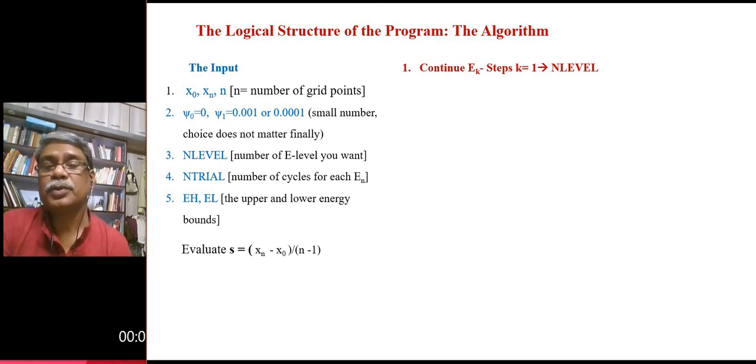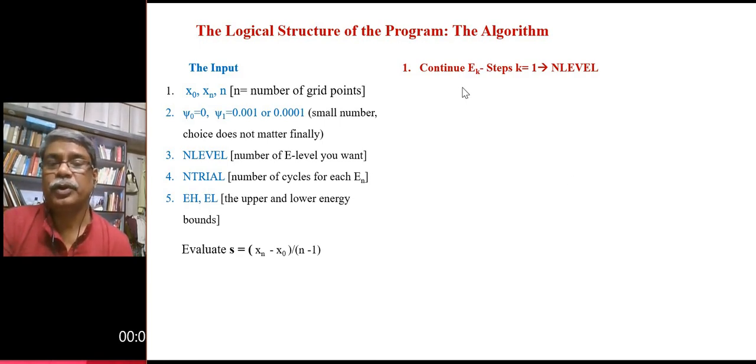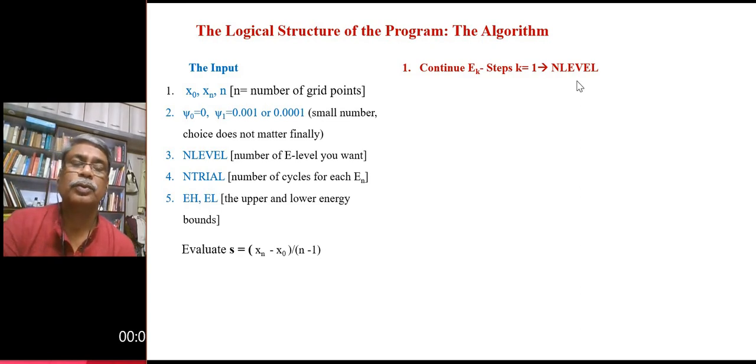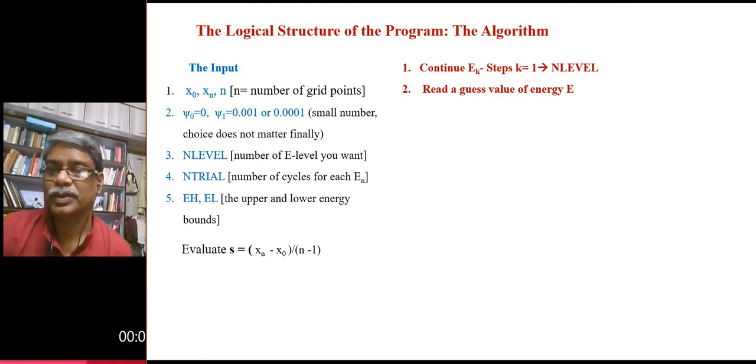In terms of the Fortran language, I would say start a loop or do loop. But here in the algorithm, I am just saying continue for k steps, where k is 1 to n level. So it is a loop over energy level, and that level goes from 1 to the number of levels you have put, say 5 or 4 or 3 or even 1. So it's a loop on energy level, and inside that loop, first it reads a guess value of energy. The guess value can be a wild guess as well, actually.